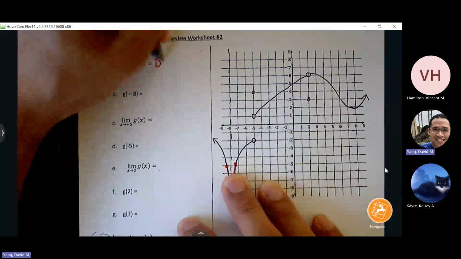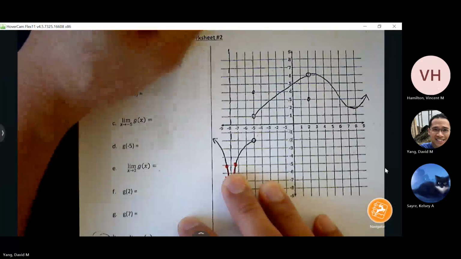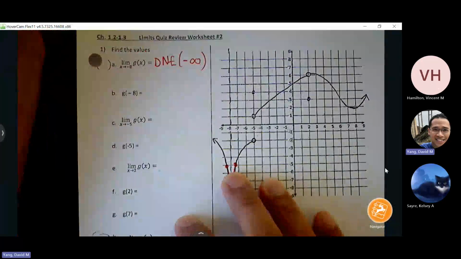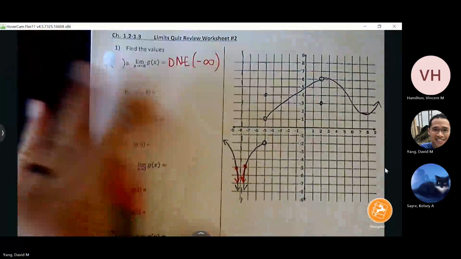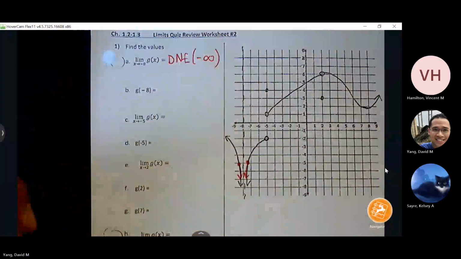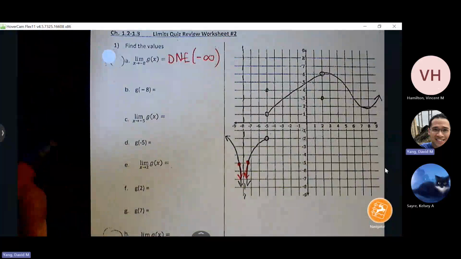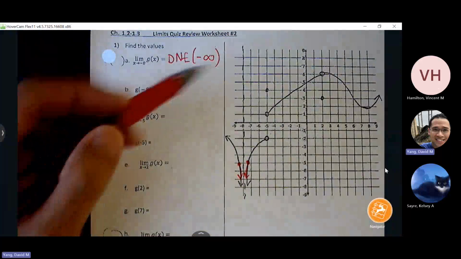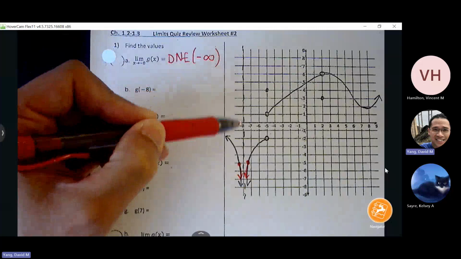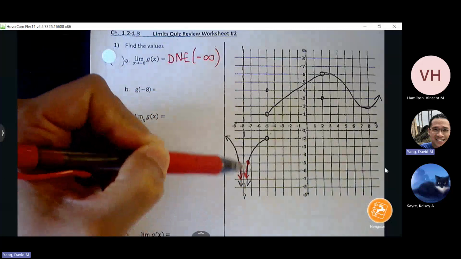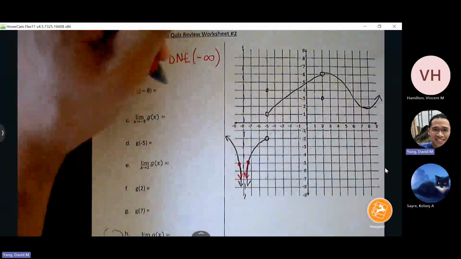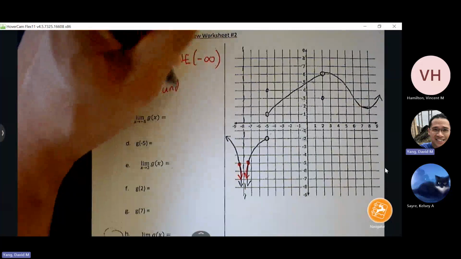So we say D and E, but we have a subcategory because the arrows are headed in the same direction. Okay, G of -8. We want to see, is there any point that lives at -8? We don't see any point that is defined here. So none, undefined, D and E, one of those.